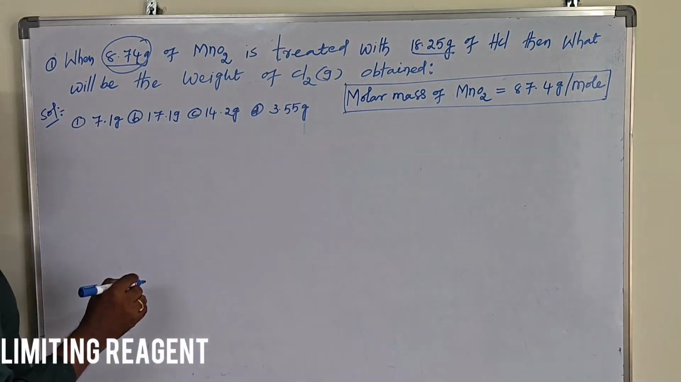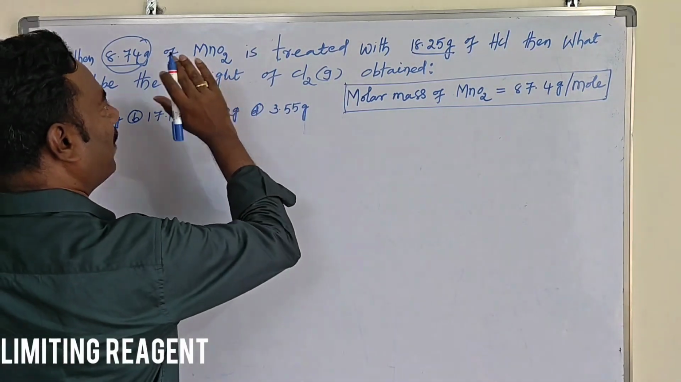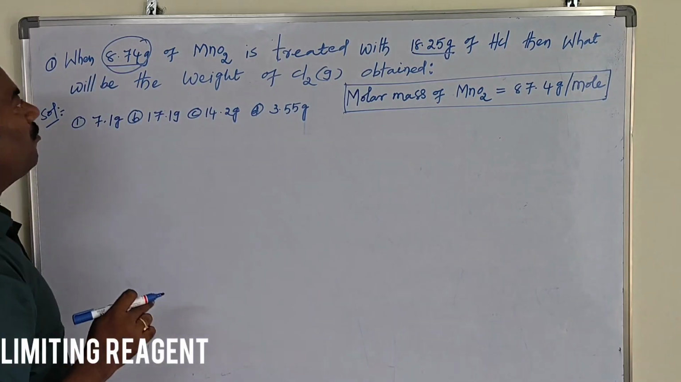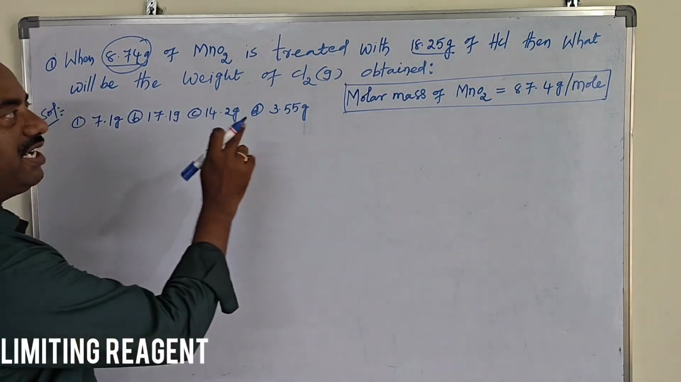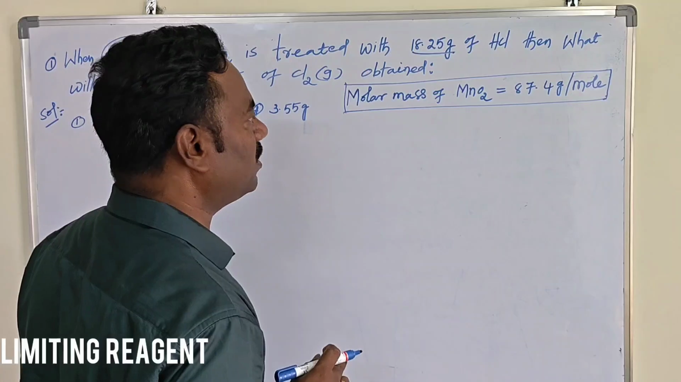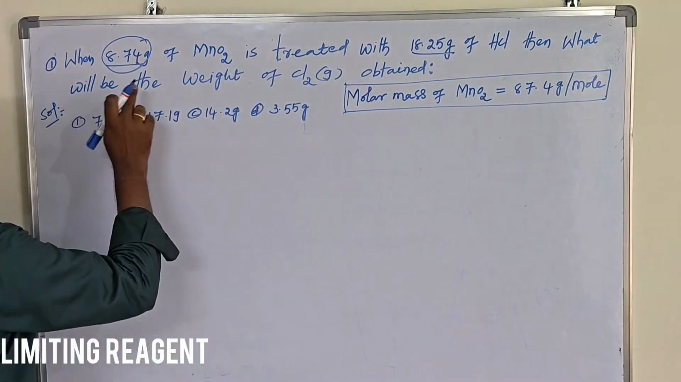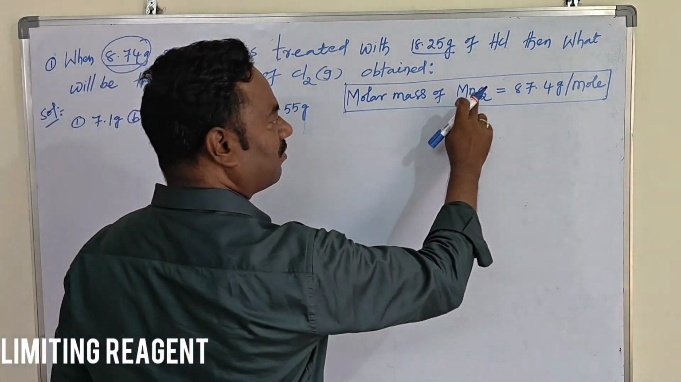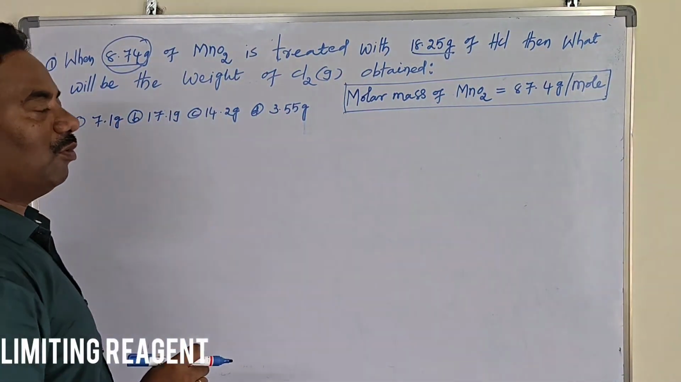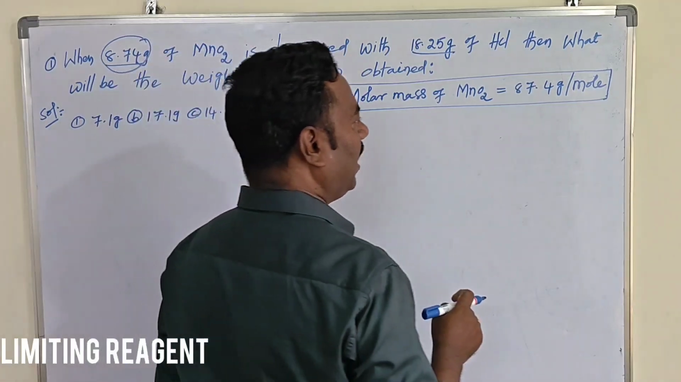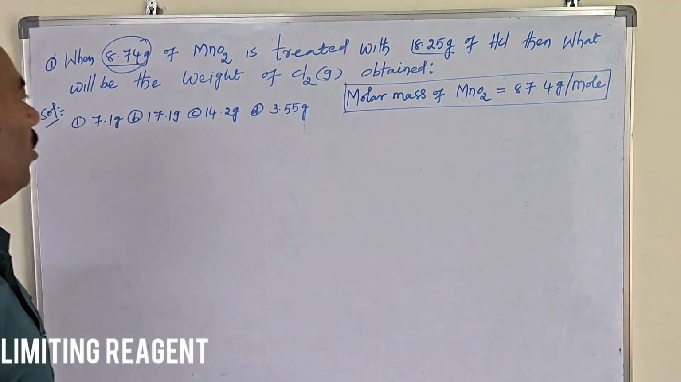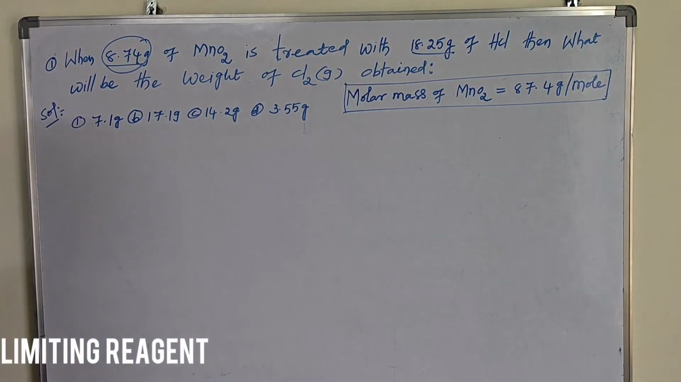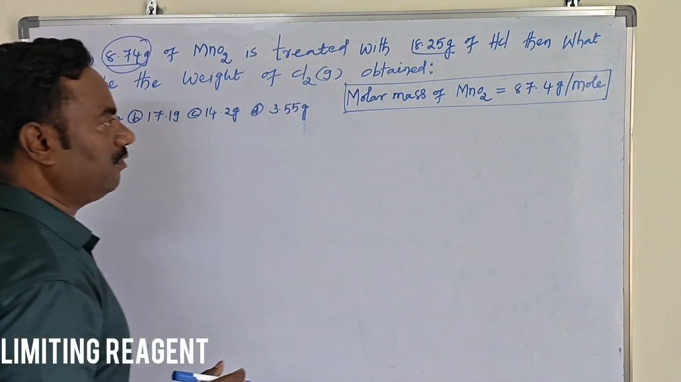here, what is the chemical equation between manganese dioxide and hydrochloric acid? What is the problem? When 8.74 grams of MnO2 is treated with 18.25 grams of HCl, what will be the weight of Cl2 obtained? Molar mass of MnO2 is equal to 87.4 grams per mole. 1 mole weight of MnO2 is 87.4 grams.